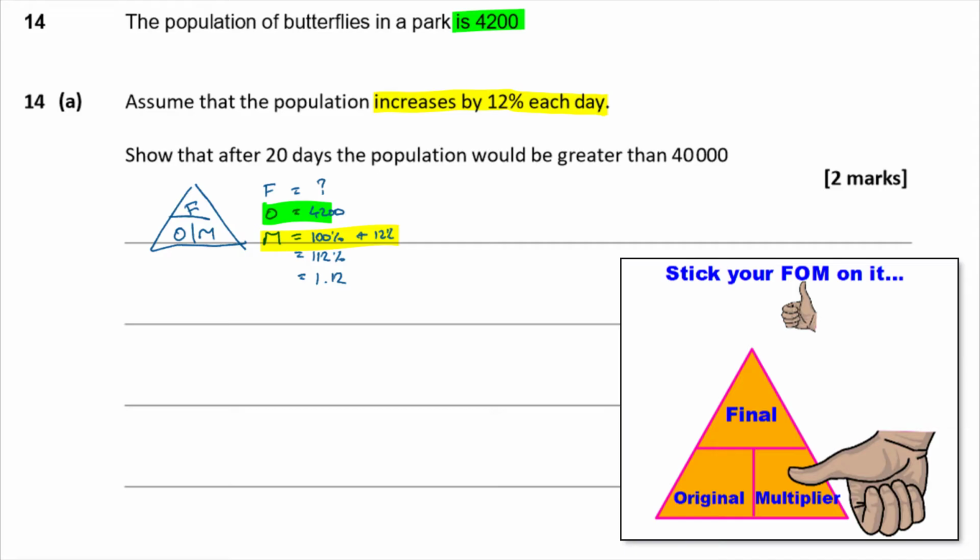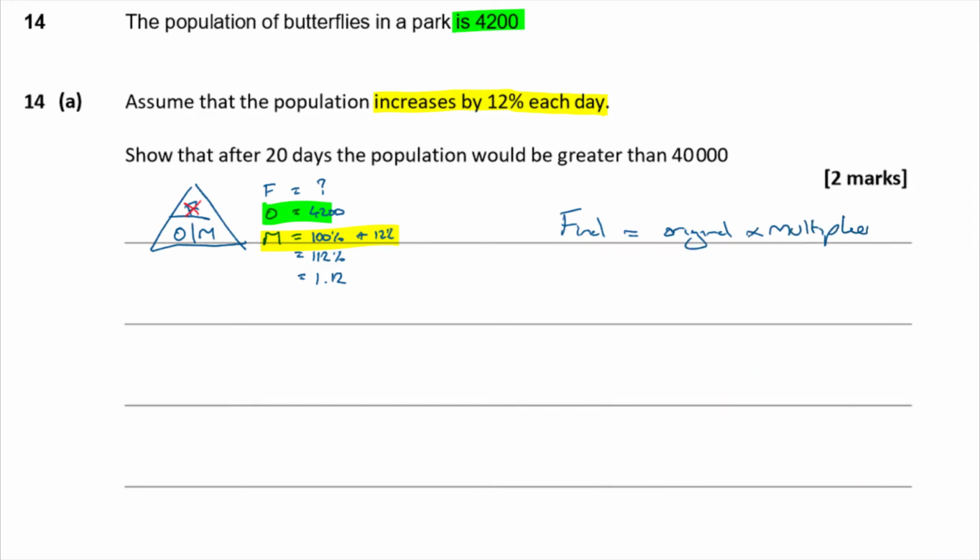Okay? So what do we do now then? We want to find the final. So cover up the thing you want to find on the triangle, put your thumb on it, and that tells us what to do with the other two. Final equals original times by multiplier, which is 4,200 times by 1.12.